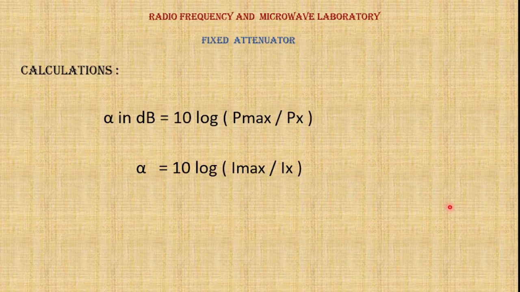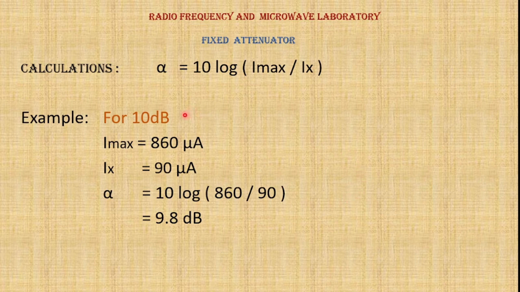Coming to the calculations. Generally, attenuation is measured in dB. To get the dB format, we use 10 into log. If we consider powers Pmax by Px, Pmax is the input signal to the attenuator and Px is the output obtained after the process. In this lab, we have used an ammeter, so we are getting some currents. So attenuation alpha equals 10 log of Imax by Ix. Ix is the obtained value.